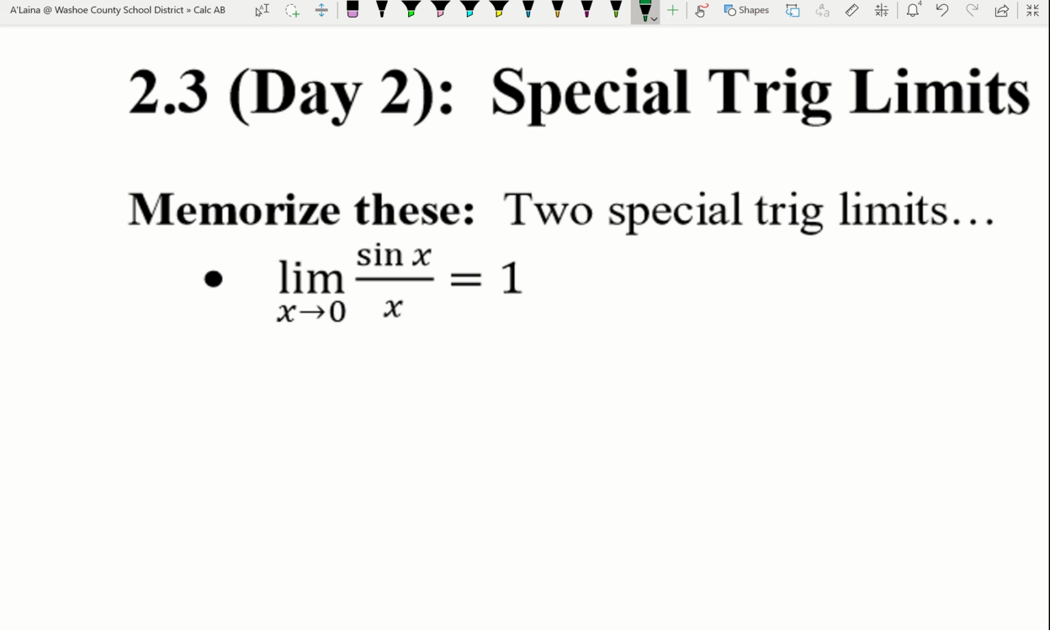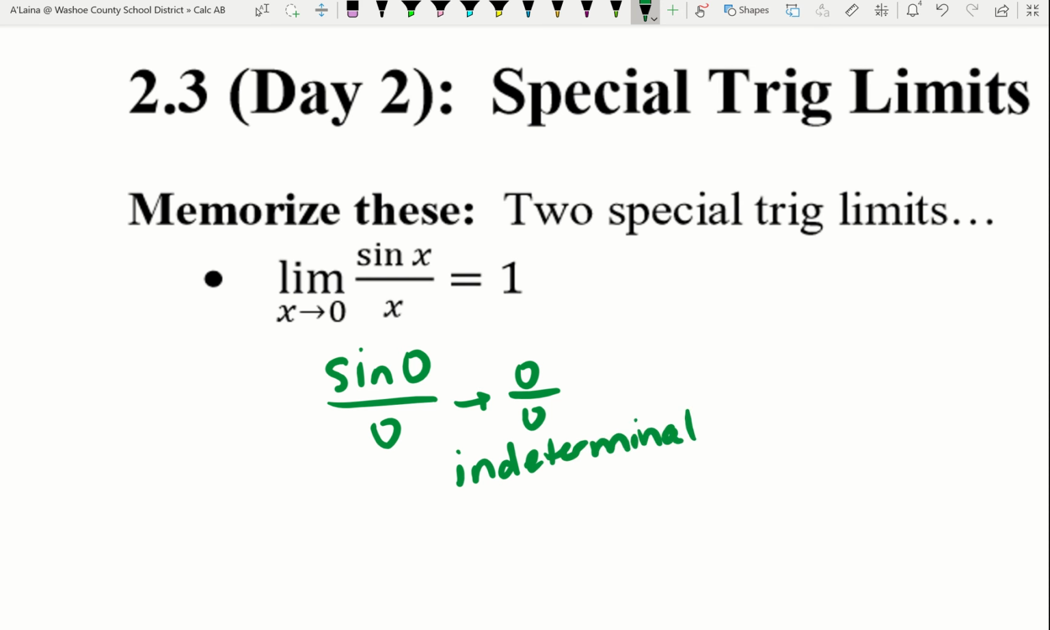Here we go. So the sine of 0 over 0 is 0 over 0, which we learned at the last video. This does not mean that the limit's undefined. This is an indeterminate form. What that means, again, is that we do not have enough information to make a conclusion with this strategy. So I'm not going to be able to use substitution as my method.